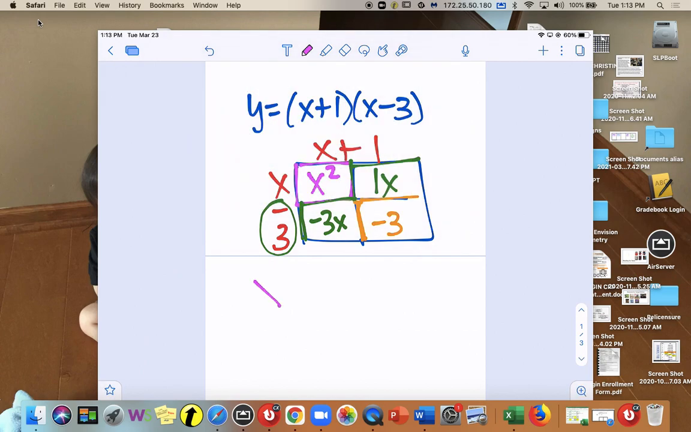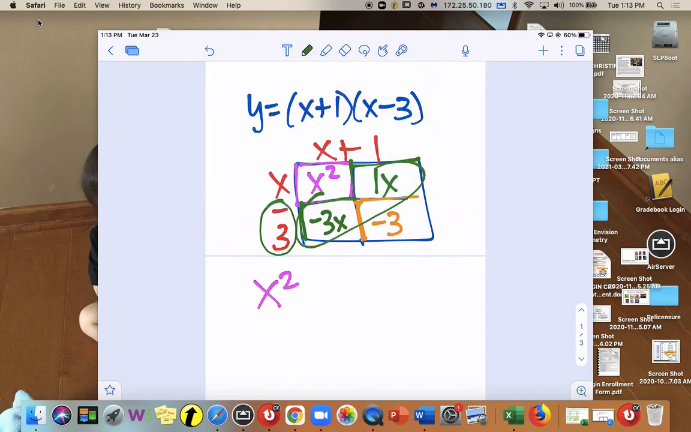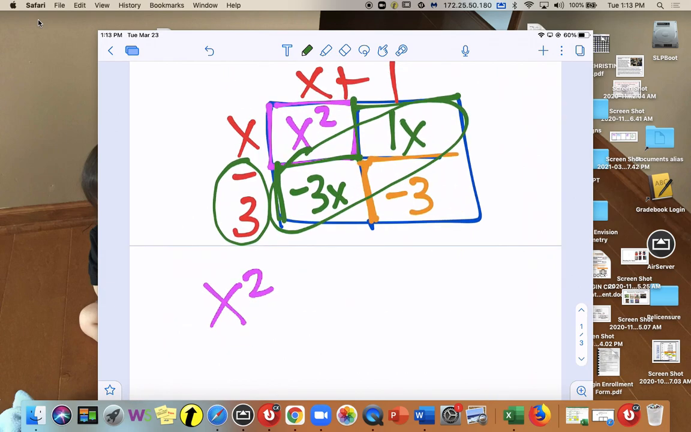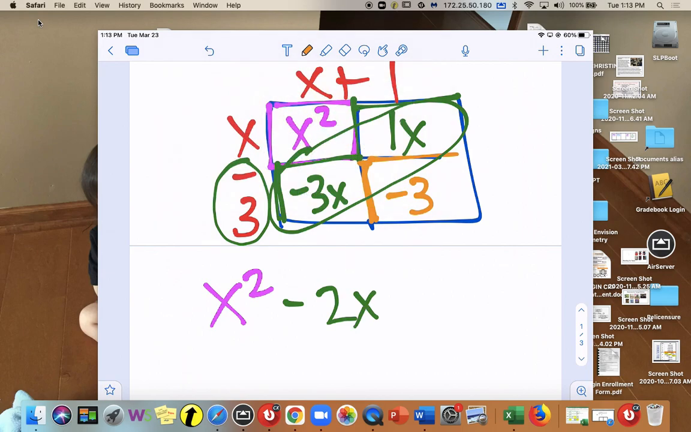I only see the x squared there, so I can't add it to anything else. But if you notice, I have a -3x and an x. I can put those together because they're both x's. So if we do that, we'll get -2x. And then we have our last number right here, -3. Again, you can't combine it with the x squared or the x. So now we've multiplied it out.